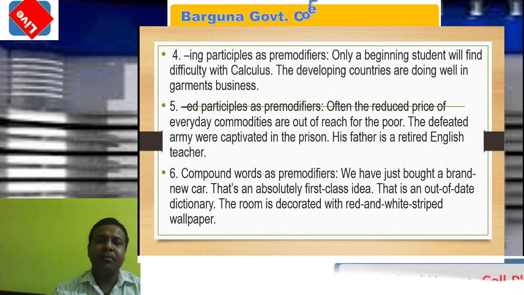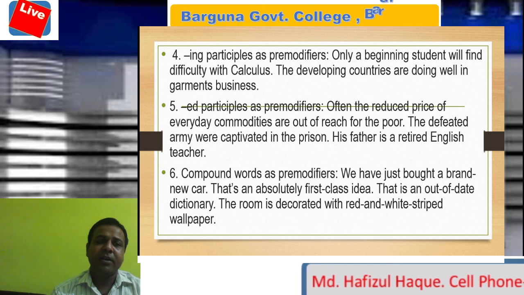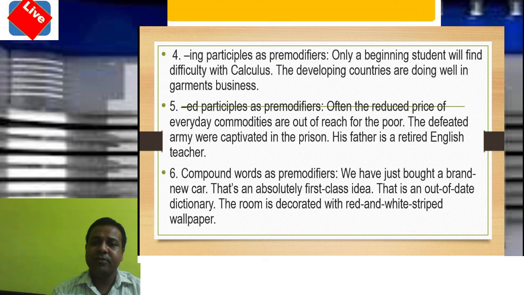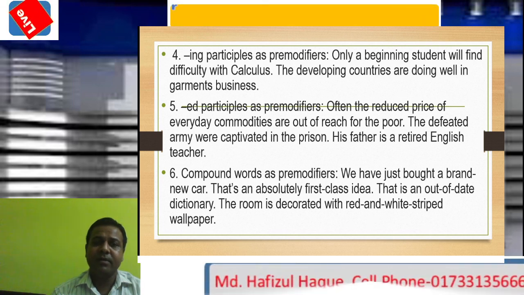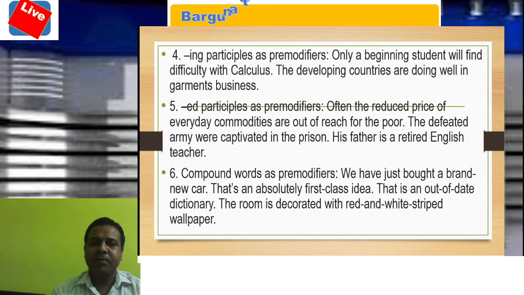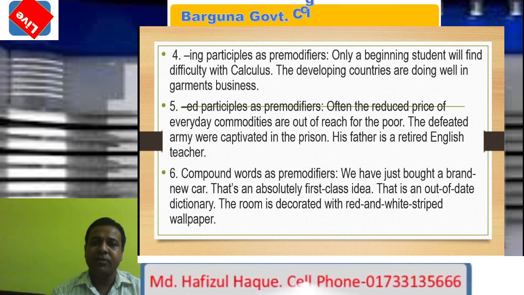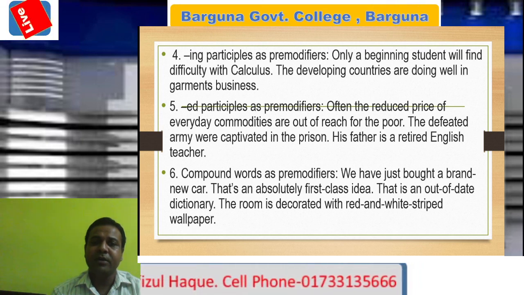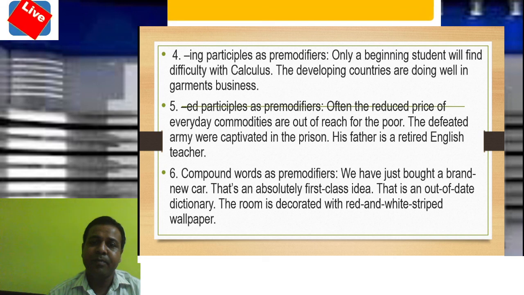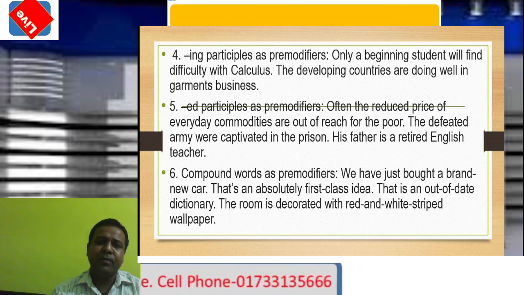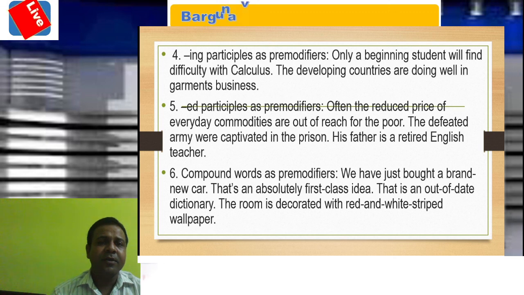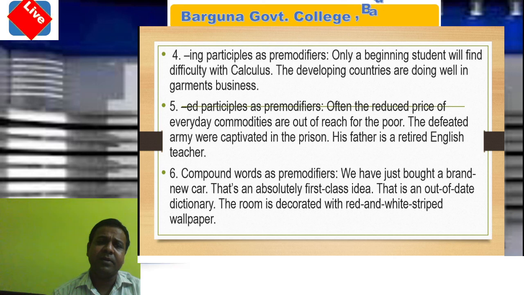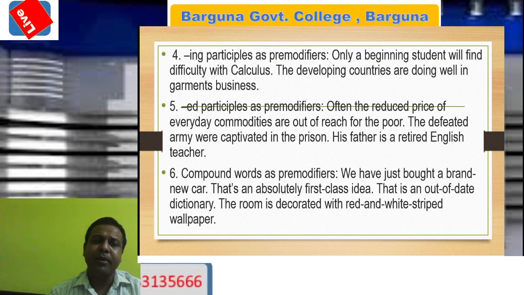Next example, the developing countries are doing well in the garment business. The developing countries are doing well in the garment business. Here "the" is an article, develop is a verb, it takes the ing form and it is placed before countries, a noun, and that's why it becomes a present participle. So we have that idea that participles, present participle, past participle, perfect participle, all the participles can be used as pre-modifiers.